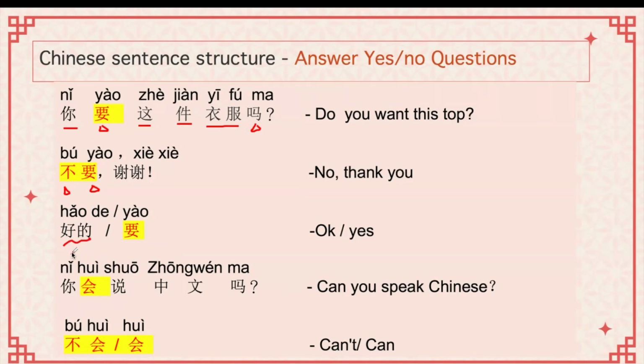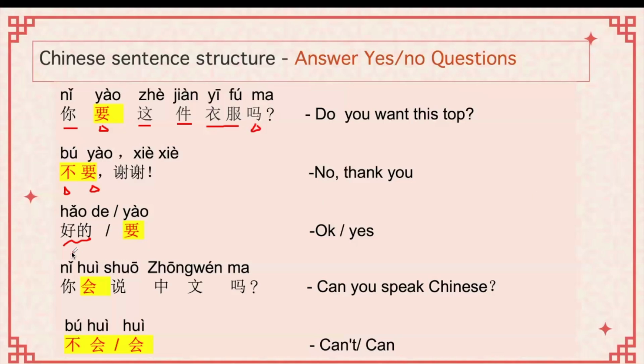好的 is a very common and useful expression we use in Chinese to answer yes or no questions. For example, if they're asking, do you like, do you want, or do you need? You can always use 好的 to reply and express yes.